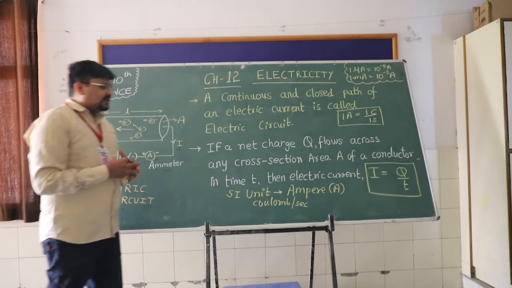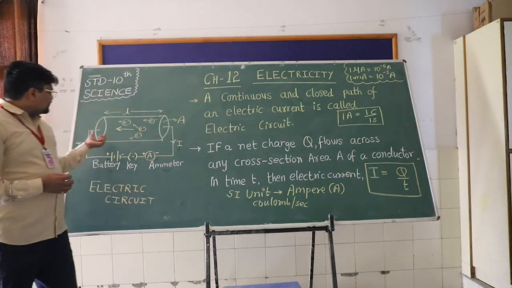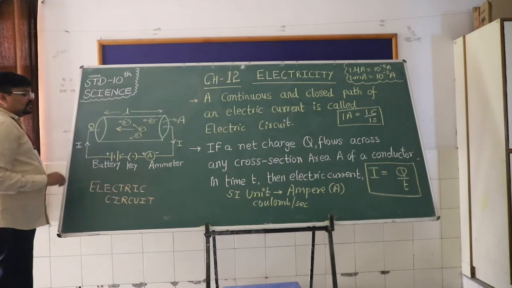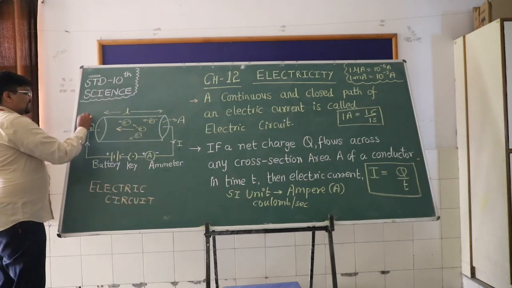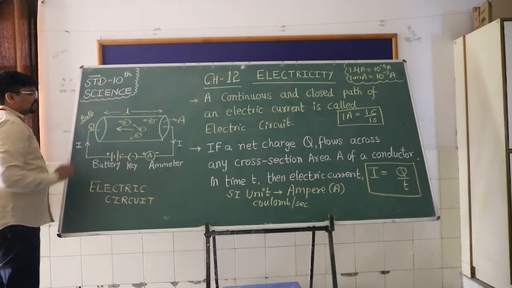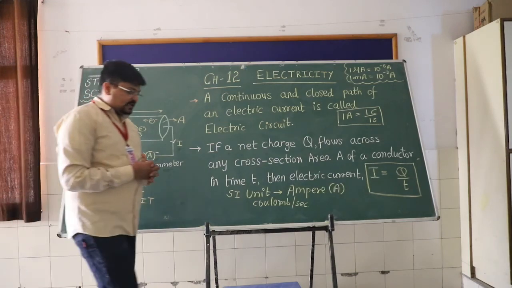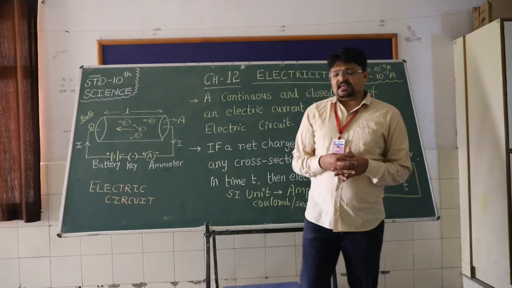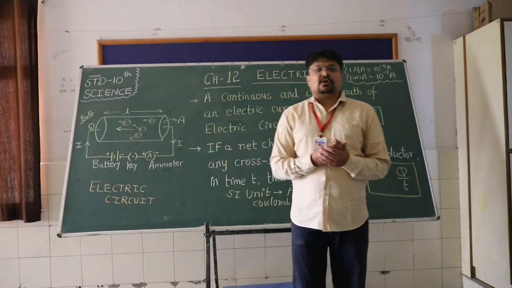You can also include a bulb. If you take a bulb over here, and if you find that the bulb is glowing, that means conduction is taking place inside this circuit. So you can also take a bulb and see whether the given circuit is working or not.